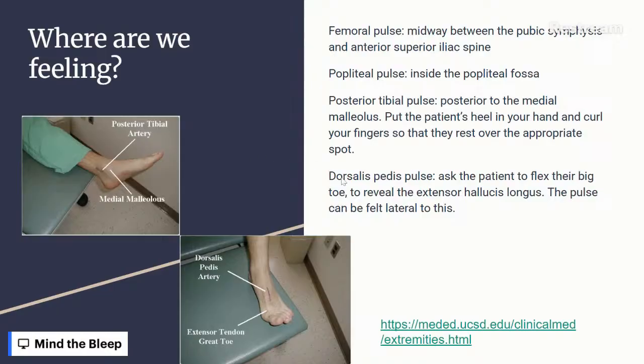Similarly, the dorsalis pedis. A trick to find that is to ask someone to flex their big toe, and that will show you the extensor hallucis longus tendon. And then if you go just lateral to that, you'll be able to feel the pulse, and feel quite lightly, and you should be able to find it.